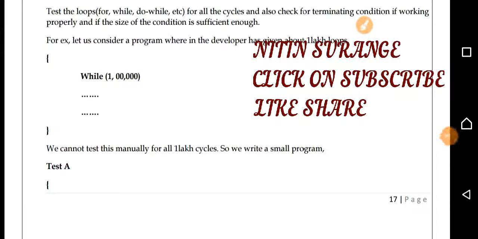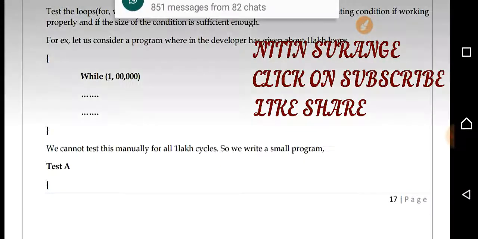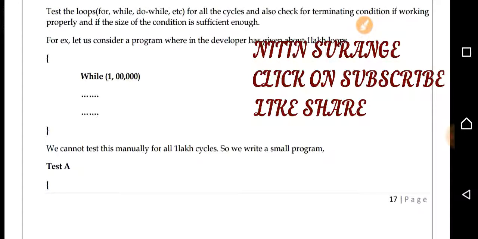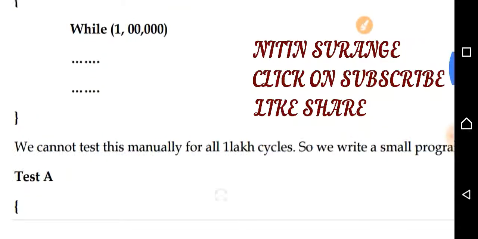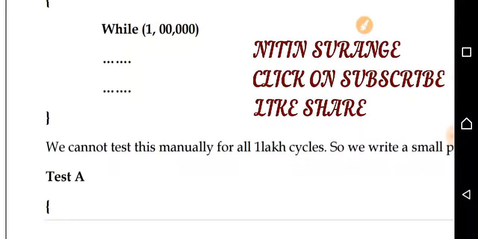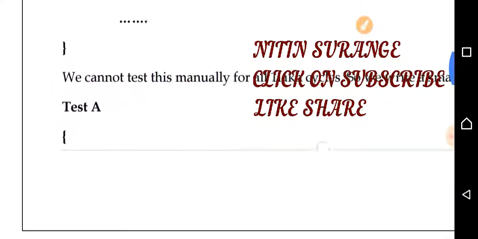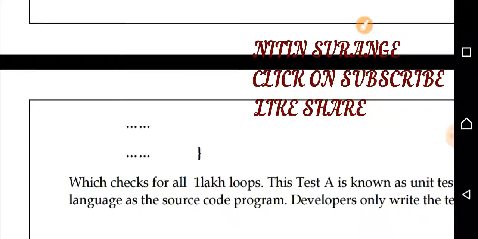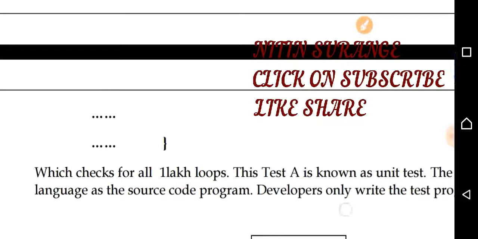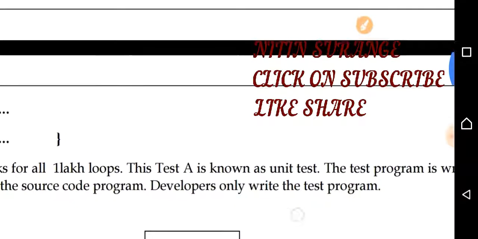Hi guys, so what is loop testing? Test the loops for while, do while, and for cycles, and also check that terminating conditions work properly and that the size of the condition is sufficient. For example, consider a program where the developer has given about 1 lakh loops. We cannot test all 1 lakh cycles manually. So we write a small program, like test A, an automation test script which checks all 1 lakh loops. This test A is known as a unit test.